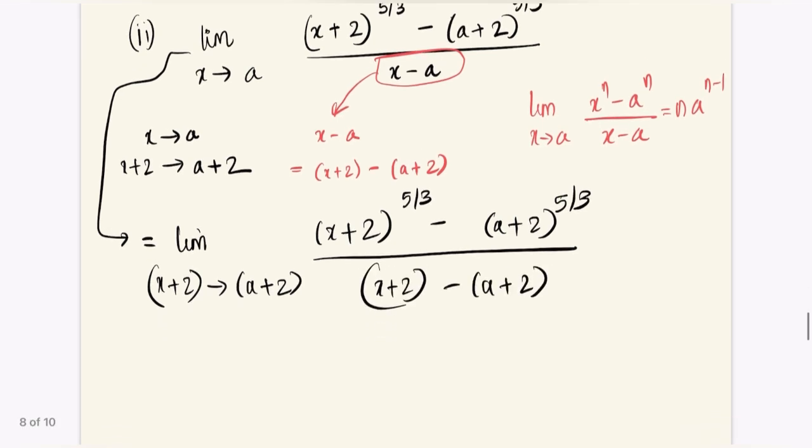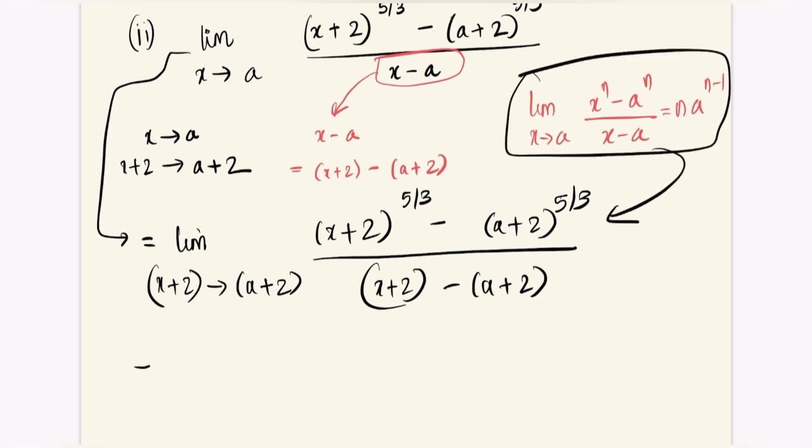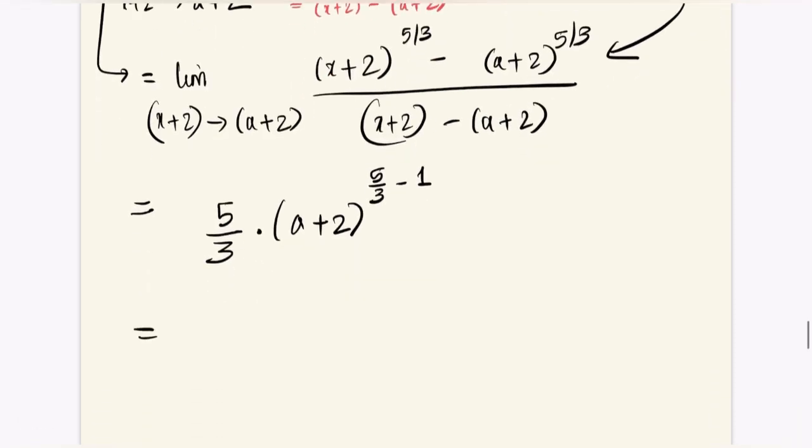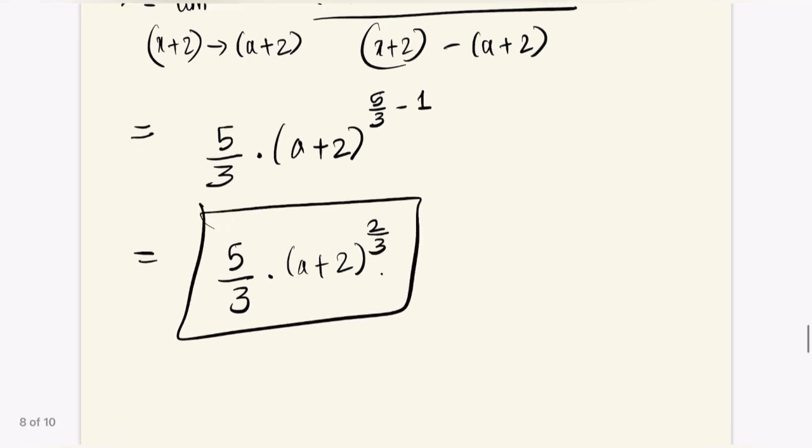Now if I try to apply the formula that I just learned on this: since my n is 5 by 3, I write here 5 by 3. The a over here is not just a, it's an a plus 2. And on top it should be 5 by 3 minus 1. So the final answer is 5 by 3 into (a plus 2) raised to 2 by 3. And that's your final answer. Let's move on to the next question.